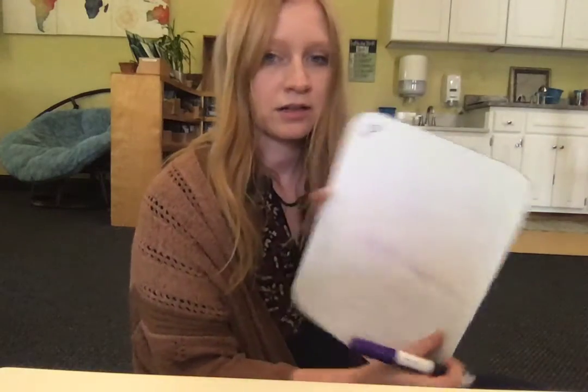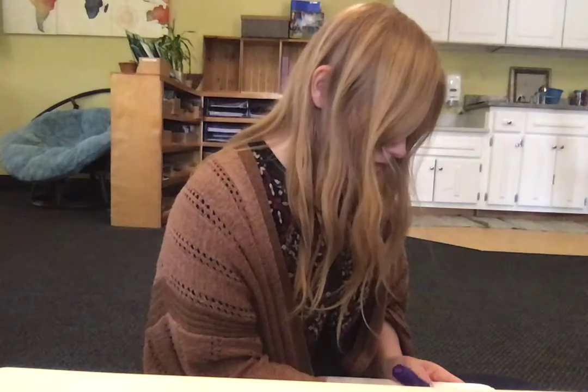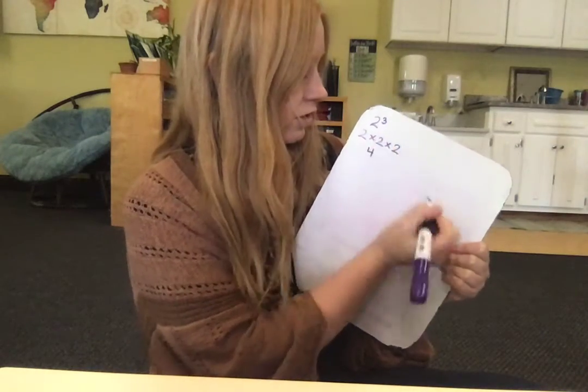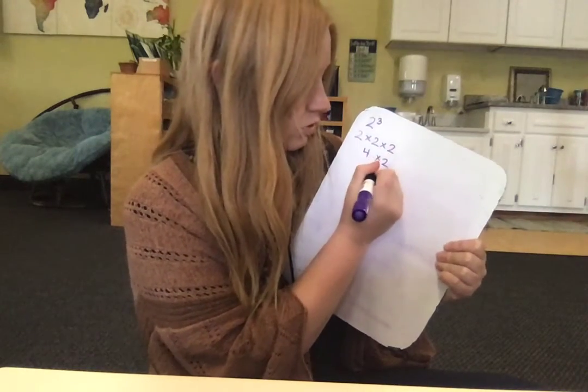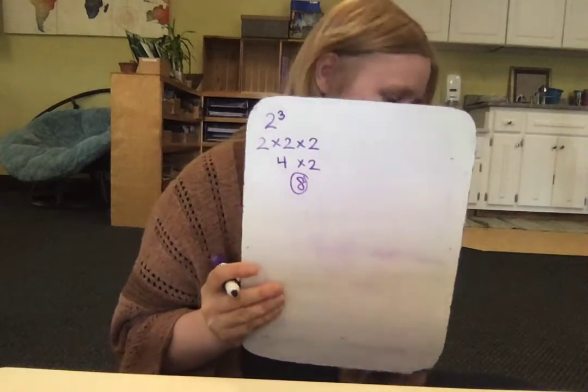So let's look at our first equation. It's pretty easy. It's 2 cubed. And we know that 2 cubed means 2 times 2 times 2. 2 times 2 is 4. 4 times 2 is 8. Our answer is 8.